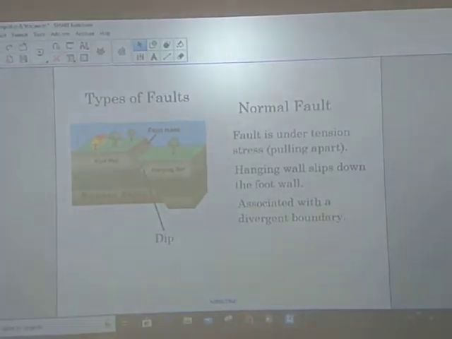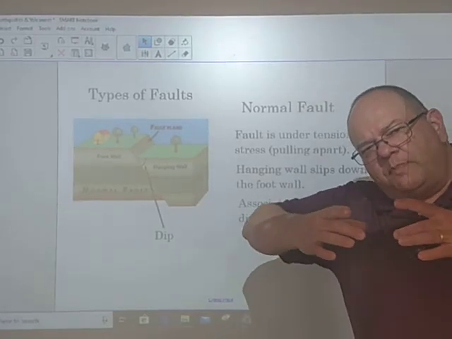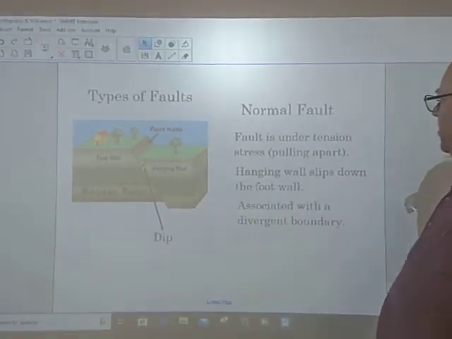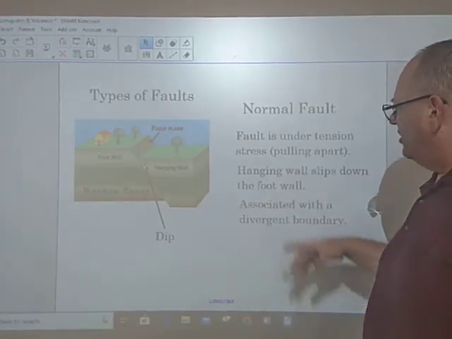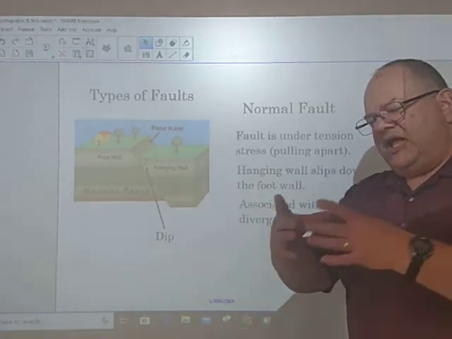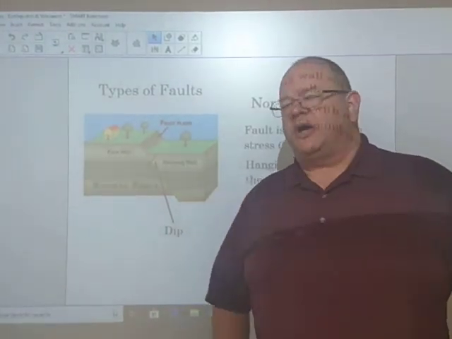Now, what causes that? Again, it's under tension stress. Tension is when we're pulling. The last one was shear, this one's tension. They're pulling apart from each other and the hanging wall slips down. And so that's associated with a divergent boundary. Okay? Divergent boundary.